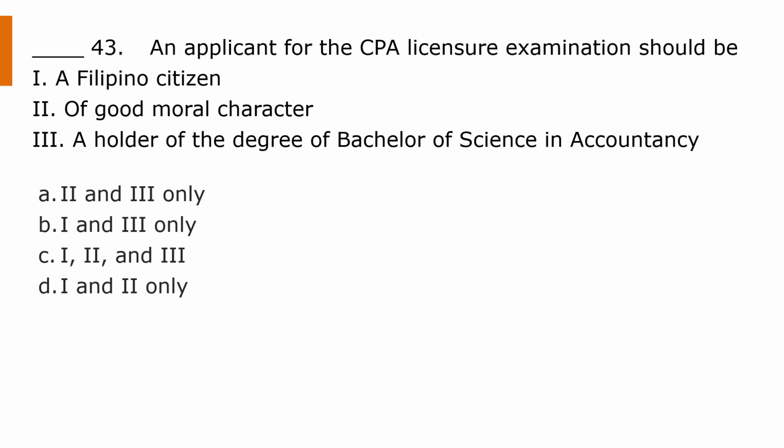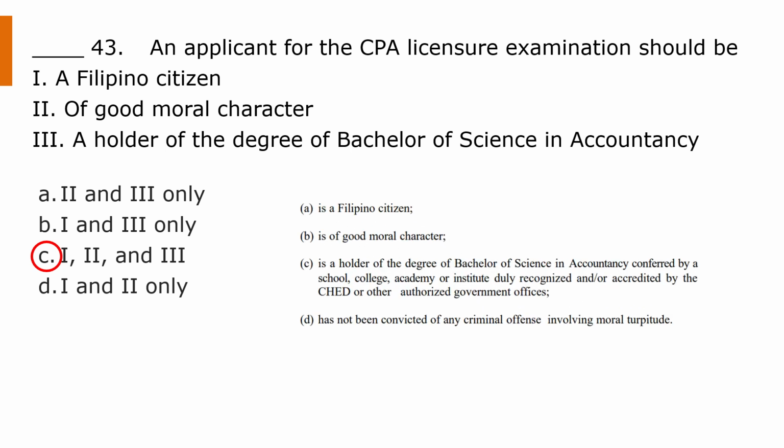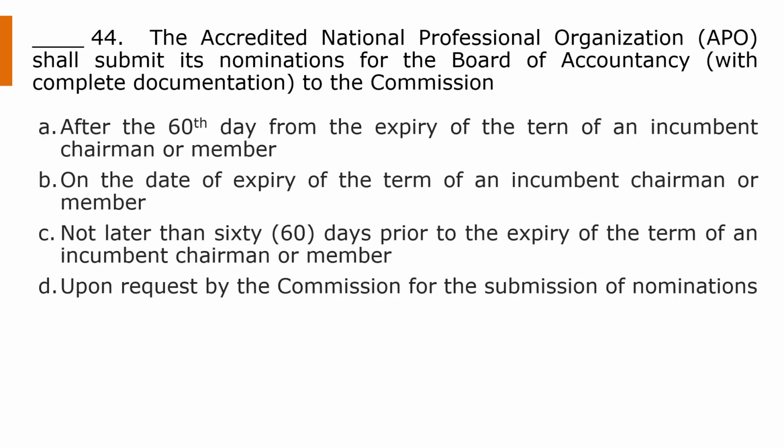Number 43, an applicant for the CPA licensure examination should be a Filipino citizen, yes, of good moral character, definitely, a holder of the degree Bachelor of Science in Accountancy. So hopefully you're able to check all of the three items here in our question number 43. So the answer is 1, 2, and 3. That should be Charlie. Okay, so those are the requirements. And remember, you should not have been convicted of any criminal offense involving moral turpitude.